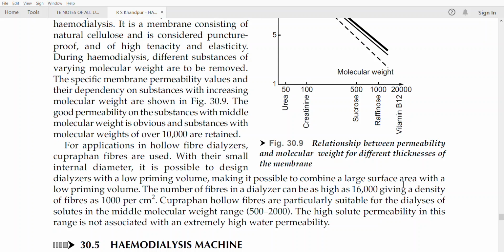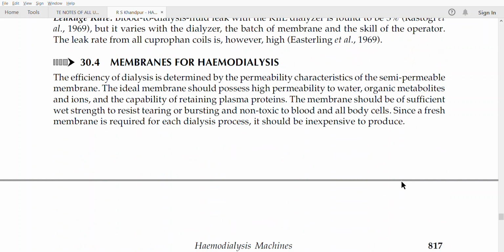The number of fibers in a dialyzer can be as high as 16,000, giving a density of fibers of 1000 per square centimeter. All these are very important in designing the membrane, because the membrane design determines the performance of the dialyzer itself. When asked what is the importance of using dialysis, you can write the first few lines from this paragraph, and why the membrane is very important, because this is the membrane that is going to help you separate or purify the blood. That is why these membranes are needed.